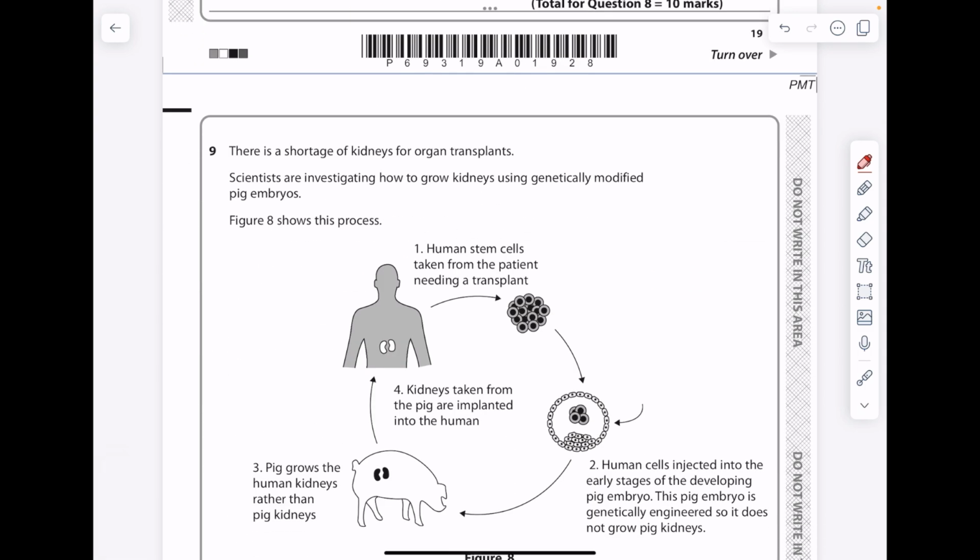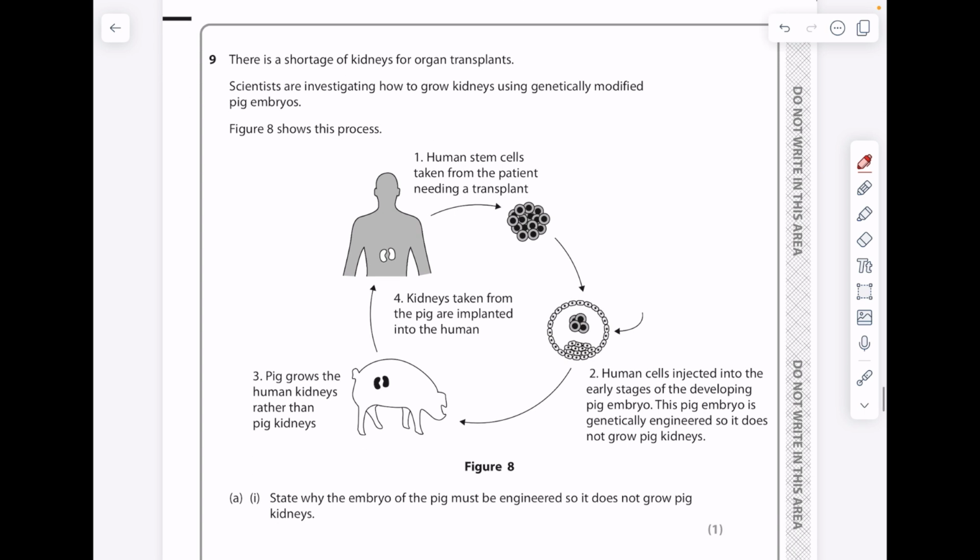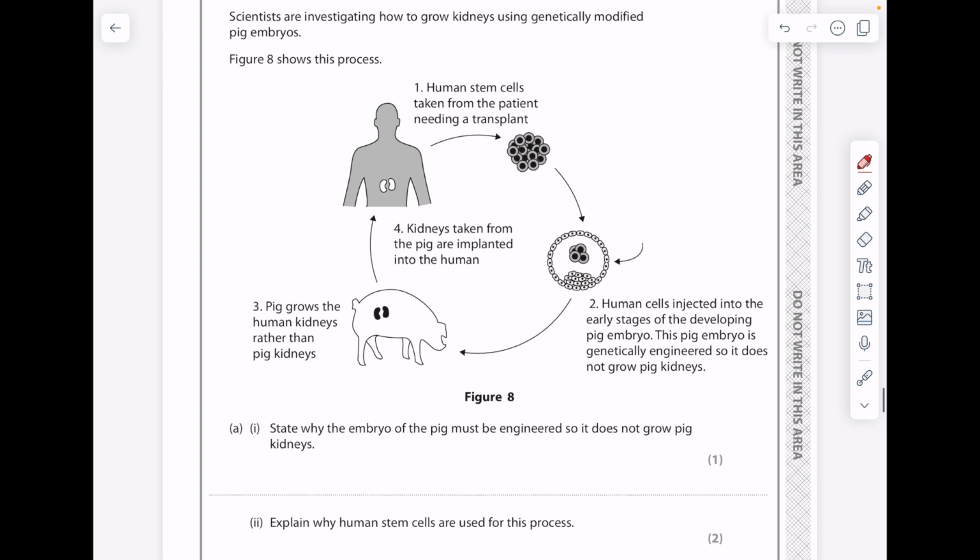There is a shortage of kidneys for organ transplants. Scientists are investigating how to grow kidneys using genetically modified pig embryos. Step 1, human stem cells taken from the patient needing a transplant. 2, human cells injected into the early stages of the developing pig embryo. The pig embryo is genetically engineered so it does not grow pig kidneys. The pig grows the human kidneys rather than their own, and then the kidneys are taken from the pig.